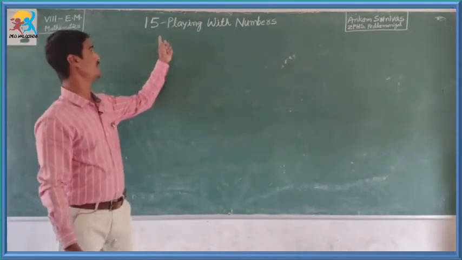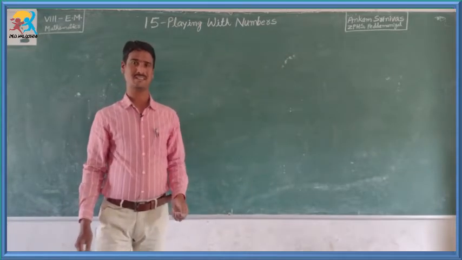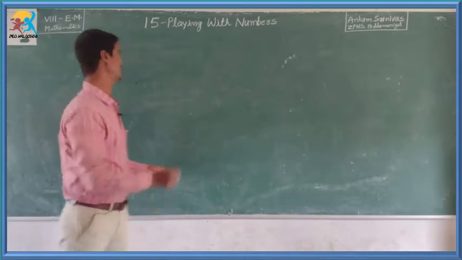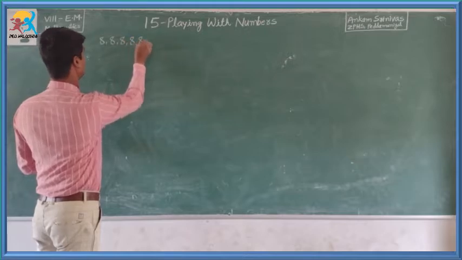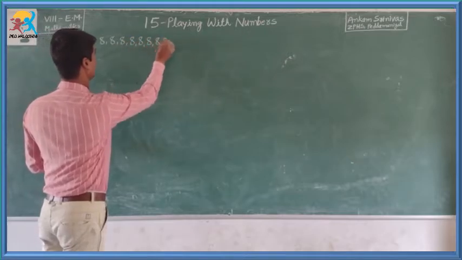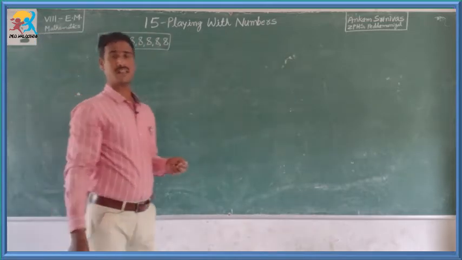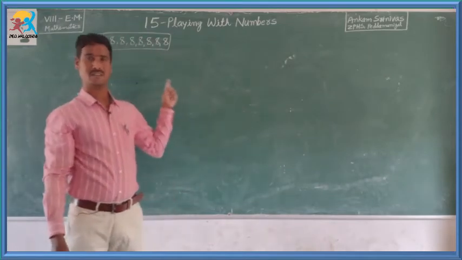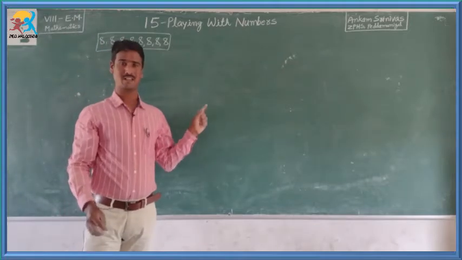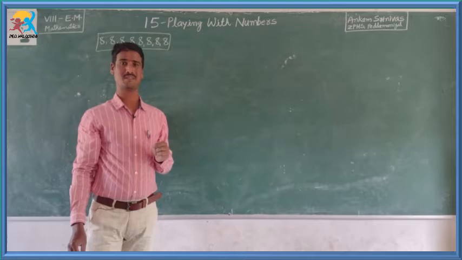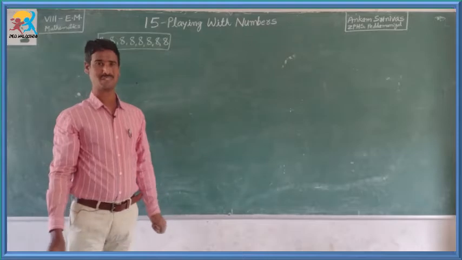Today we are going to discuss playing with numbers for 8th class students. Let's play with numbers. Now I am giving you eight 8s: 8, 8, 8, 8, 8, 8, 8, 8. Using these eight 8s, the sum of them should be 1000. Try it yourself to get the sum 1000. I will explain the remaining problems here.